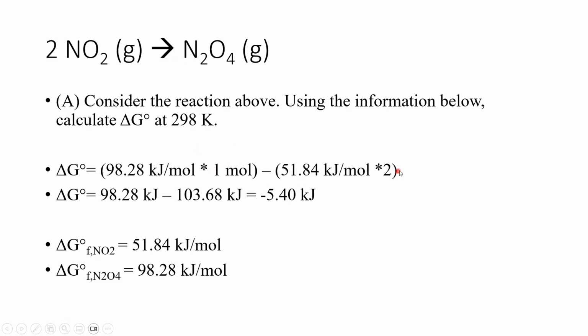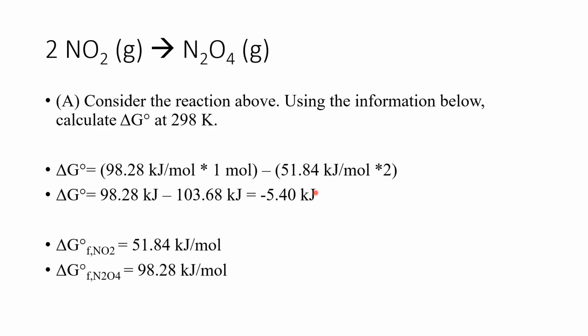And then I didn't put moles here, but what we're doing is just taking these delta G values for each of these substances and just multiplying them by how many moles we're going to have. So for the products, 98.28 kilojoules per mole, but we've only got 1 mole of that substance because of the coefficient, so it's just going to be 98.28. And then with the reactants, 51.84, but in this case, we've got 2 of those moles, so we're going to double it. We'll ultimately get 103.68, but we're going to be subtracting that. So we'll see that the change in free energy for this reaction is going to be negative 5.4 kilojoules.